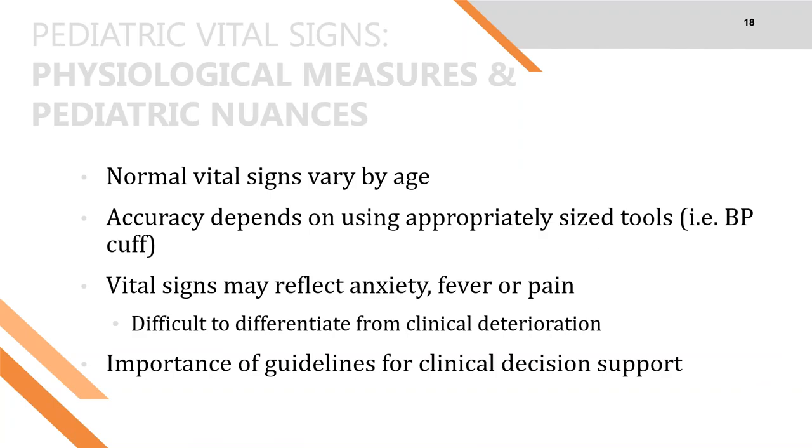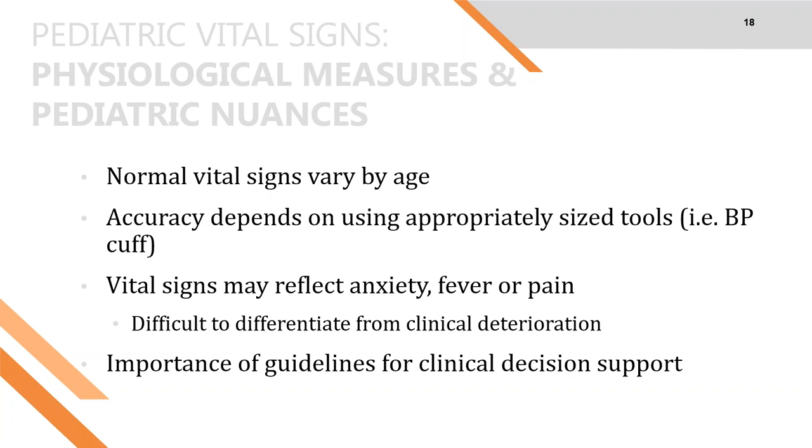We know that when it comes to pediatric patients, of course, vital signs do vary by age and/or weight, which is why such standards exist. Oftentimes, this has resulted in the development of such things as badge buddies that help nurses, physicians, technicians, and healthcare providers on the front lines to really identify what those ranges are for a particular patient. And we know that the accuracy of those assessments depends on using appropriately sized equipment for those patients.